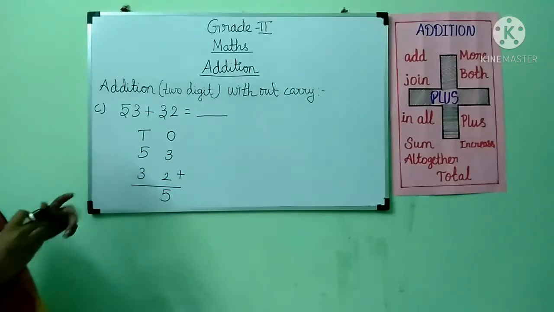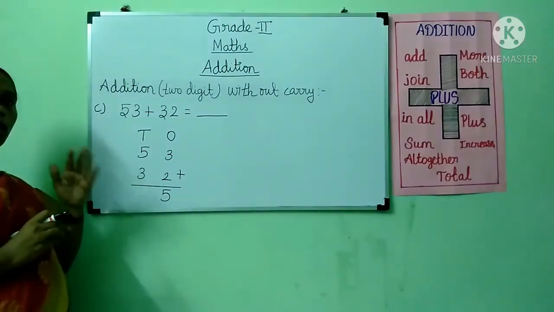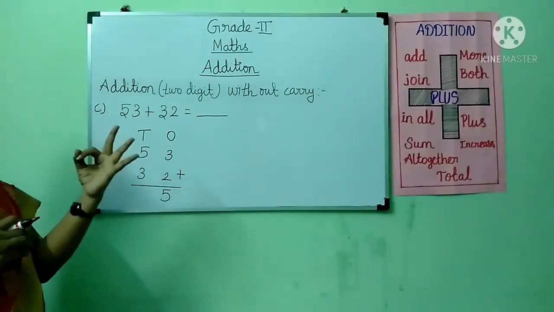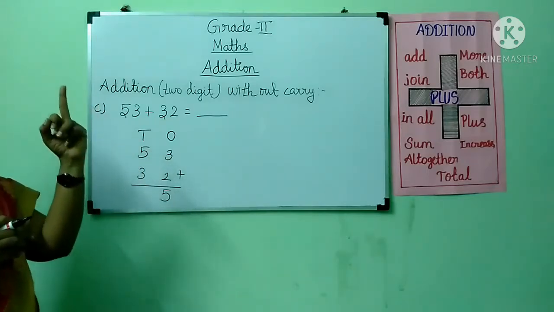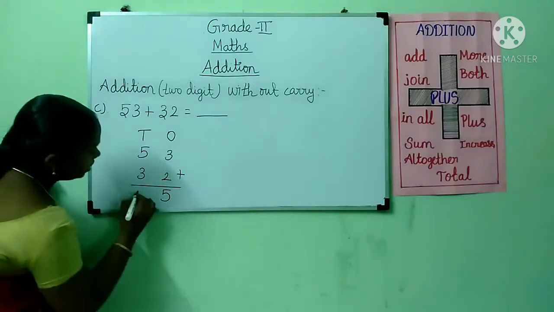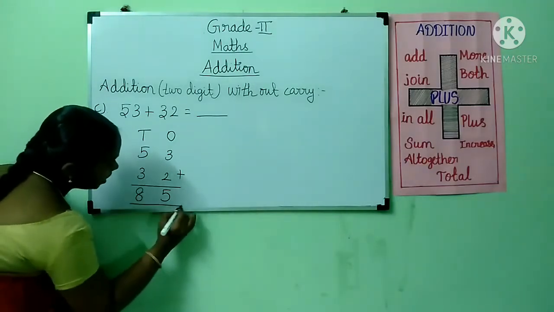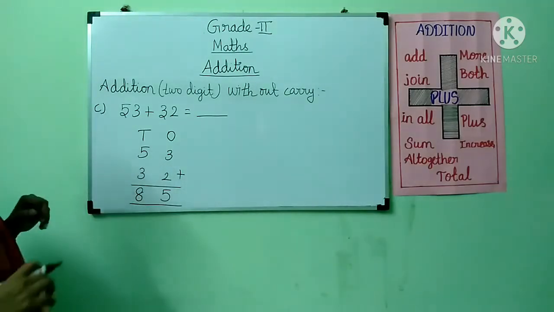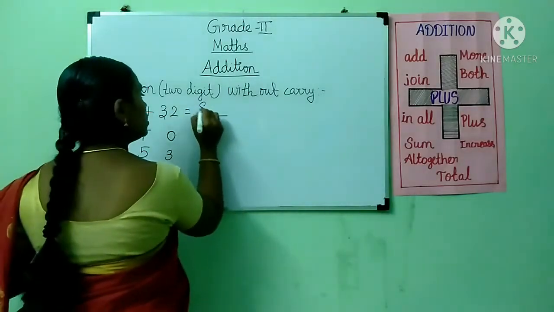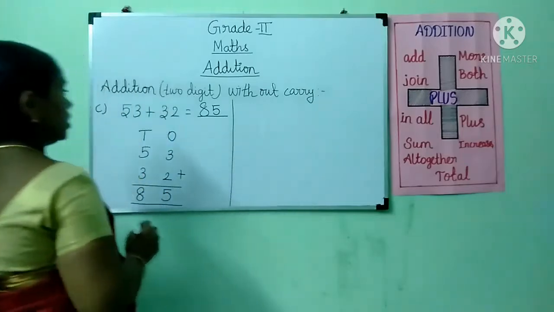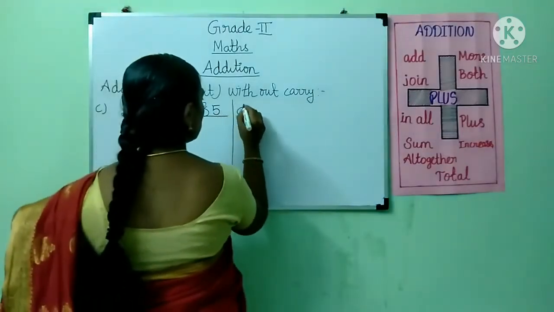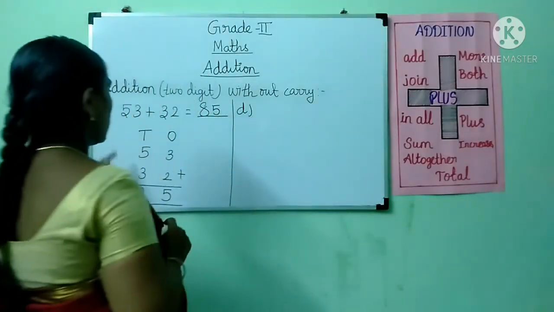Next, tens place, 5 and 3. 5 in the mind, 3 in the finger. 5 after 6, 7, 8. So write 8. What is this answer? 8, 5, 85. You should write here 85. Are you clear, children? Okay. The next sum.